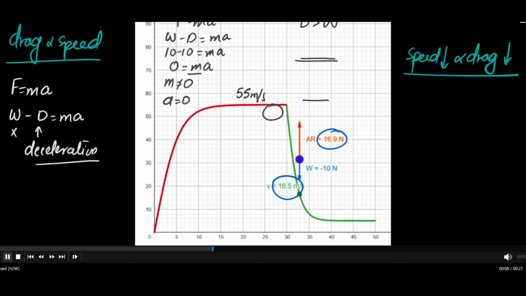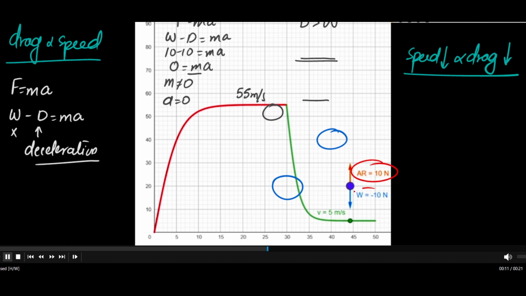And at the end of the stage, we will see that both weight and drag are going to become equal, setting up a new terminal velocity for these circumstances. Let's let it run. At this point, you see, drag, or air resistance, and weight have become equal again.